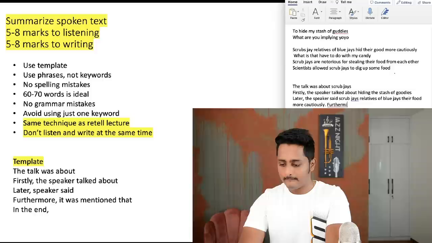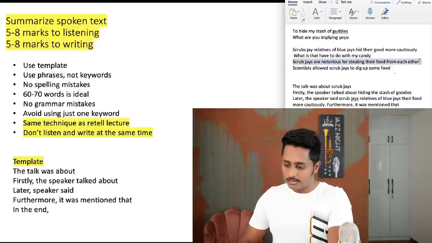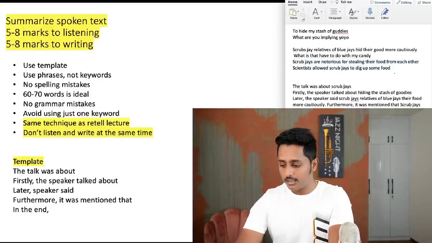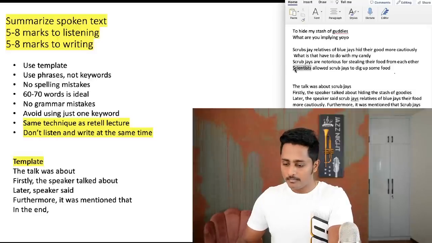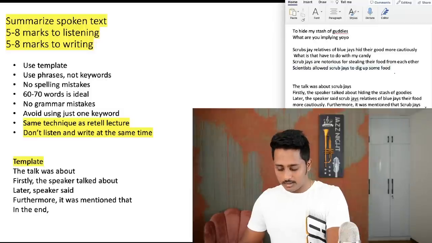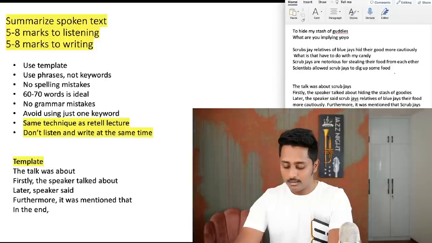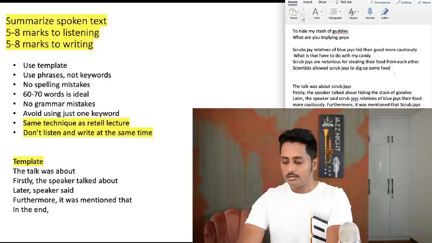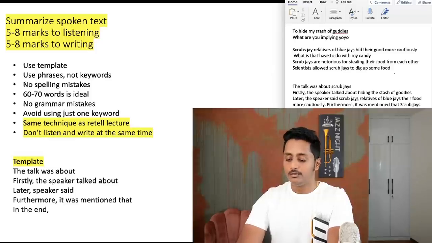And then we have furthermore, it was mentioned that, you can add this entire sentence. And then I'm going to add in conclusion or in the end, anything is fine. If you have not written this much information, then try to add something like in the beginning, the speaker gave important information about topics that are well suited for the society.